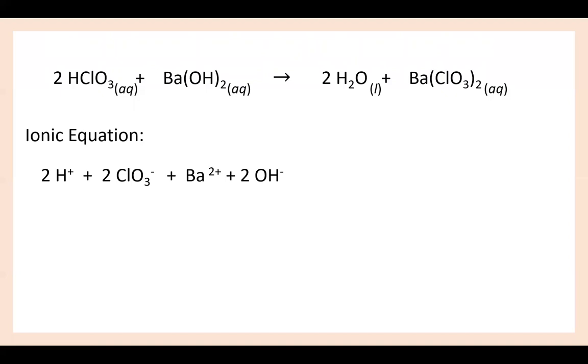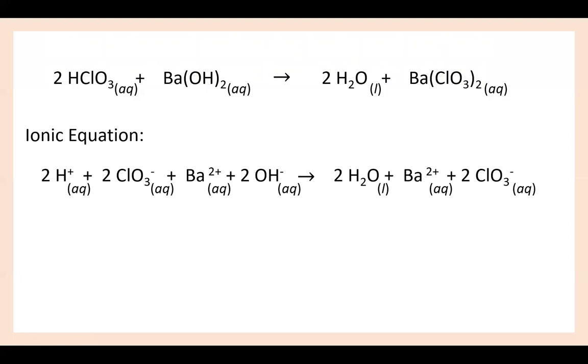For the products, we're going to leave water by itself. Don't change the formula because it's in the liquid phase. And again, we have an aqueous product. Split that up into its individual ions: Ba2+ and 2 ClO3-. Add states of matter. All of the charged ions have an aqueous phase. Water remains as a liquid. So that would be our ionic equation.